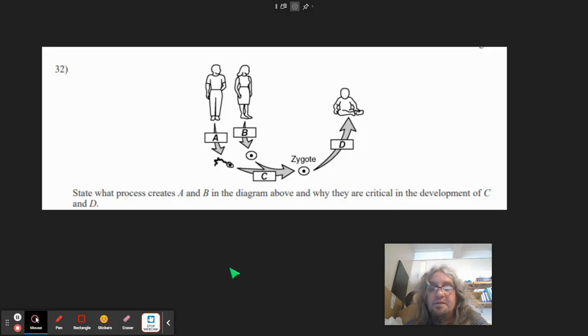Question 32, constructed response. So again, you're going ratty. State what process creates A and B in the diagram above, and why are they critical to the development of C and D?